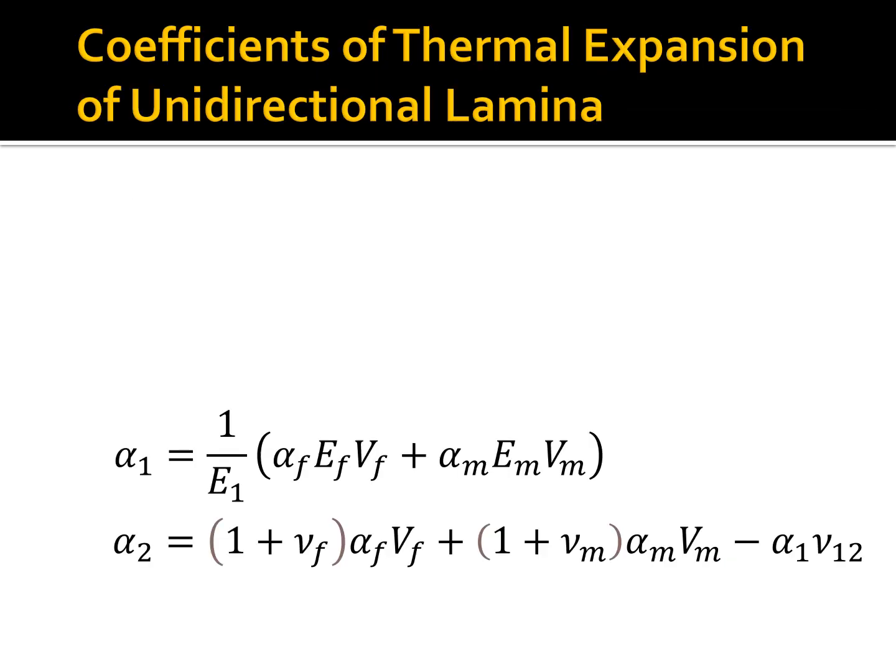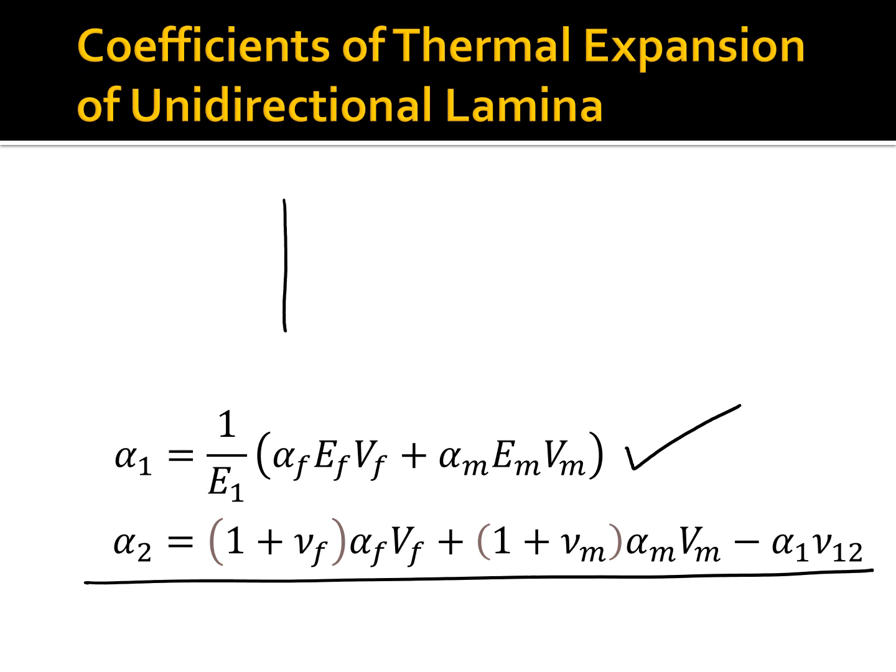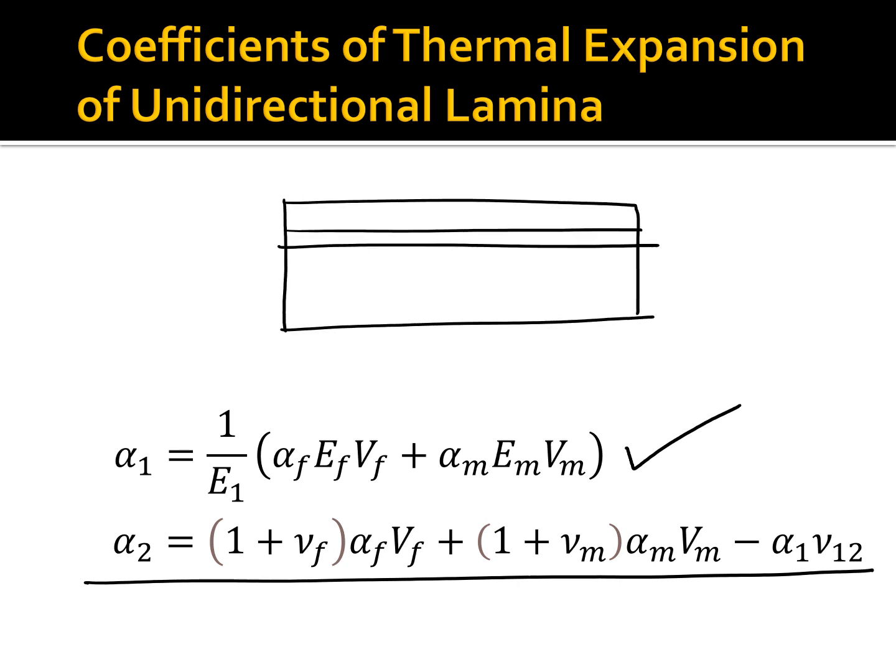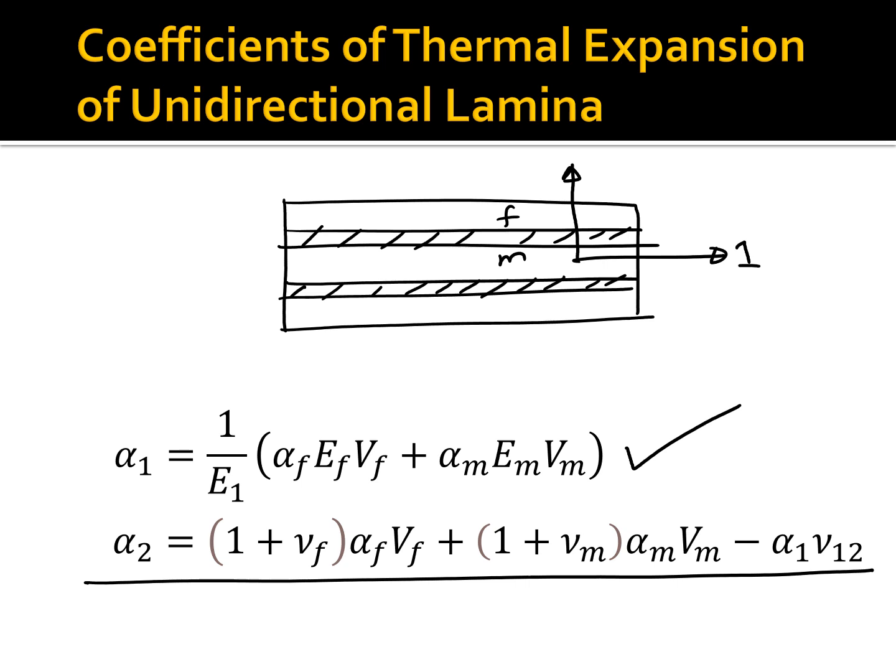So this is the formula which we'll be deriving in this particular video, and this is the formula for the transverse thermal expansion coefficient, which we'll develop in a separate video. So what is alpha 1 and alpha 2? If you have a fiber and matrix in a unidirectional lamina, then this is fiber, this is matrix, this is called direction 1, the longitudinal direction, or the direction along the fibers, and this is the transverse direction, which is the direction perpendicular to the fibers.